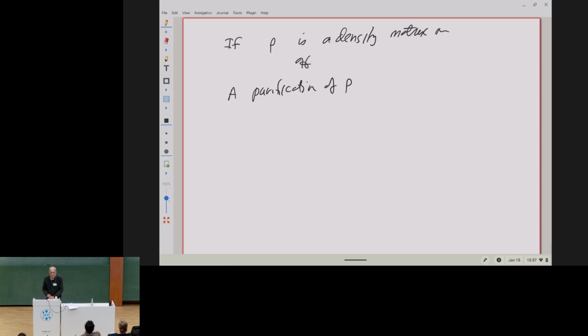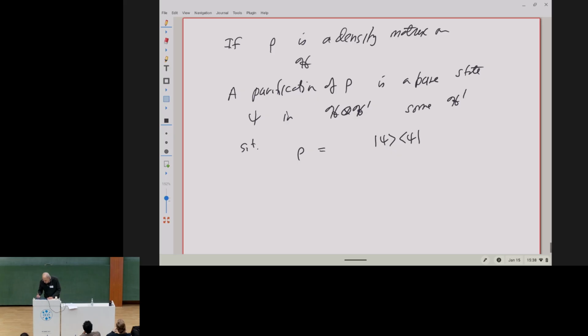So a purification of rho, which might be simply a mathematical device, is a pure state psi in H tensor H prime for some Hilbert space H prime, such that rho is the corresponding density matrix on H. So to get the corresponding density matrix on H, we take the projector onto psi, and then we trace out H prime. So what it means is that psi is a pure state somewhere on H tensored with something, such that the corresponding density matrix on the original system is rho.